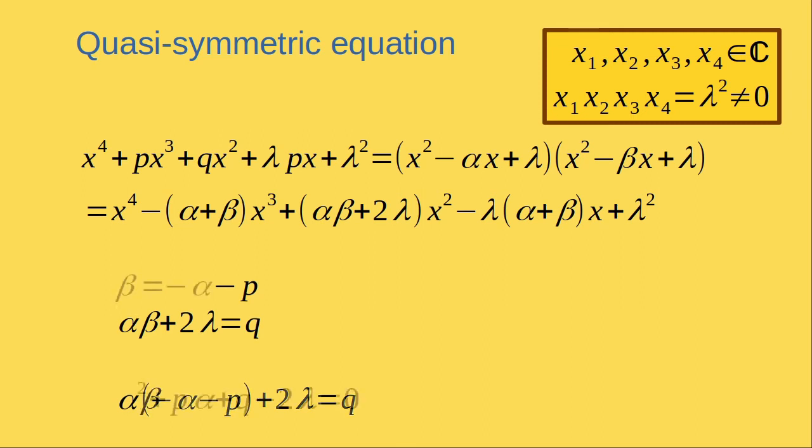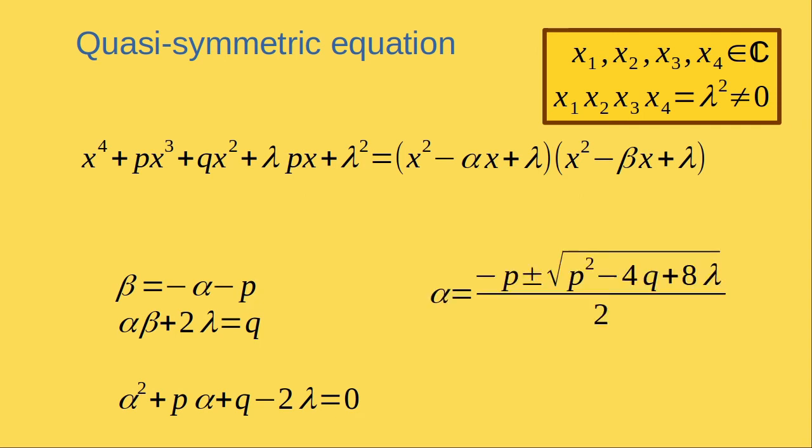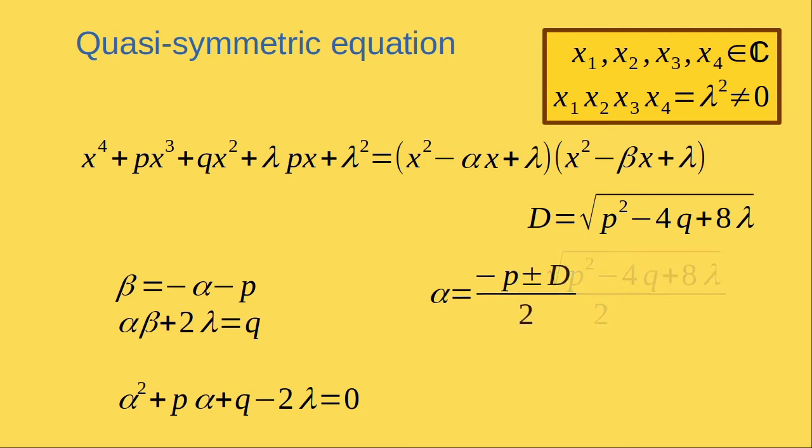After some rearranging, we get a quadratic equation in alpha. In the expression for alpha, we replace the big square root by d for aesthetic reasons. So we get minus p plus minus d all over 2 for alpha. Plugging this into the first equation yields a similar expression for beta.